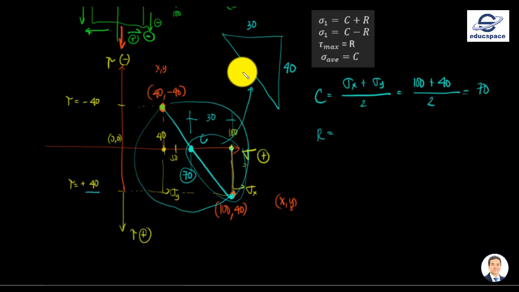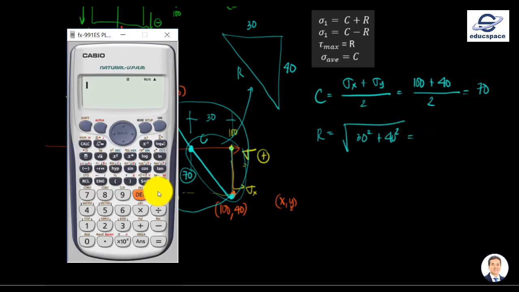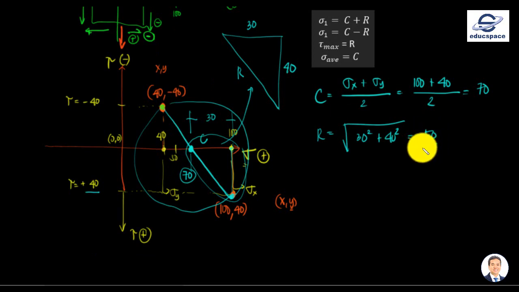And the radius, using Pythagorean theorem, pwede natin gamitin itong relationship na to. 30 squared plus 40 squared. That is x squared tapos y squared. Tapos kunin natin yung square root. So, very basic. So, 30 squared plus 40 squared. Equal sign. So, we have radius of 50.